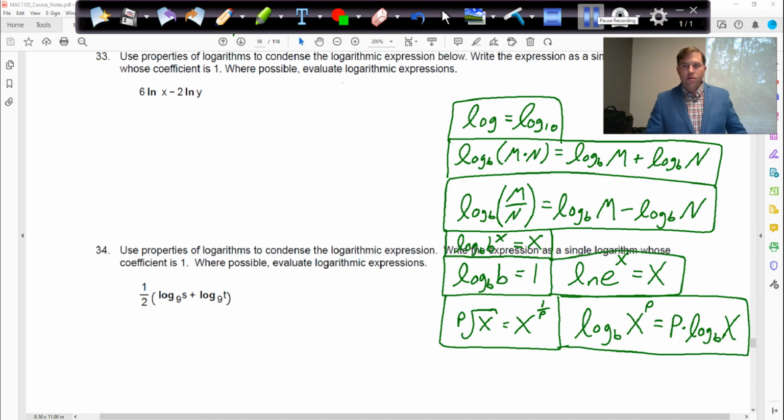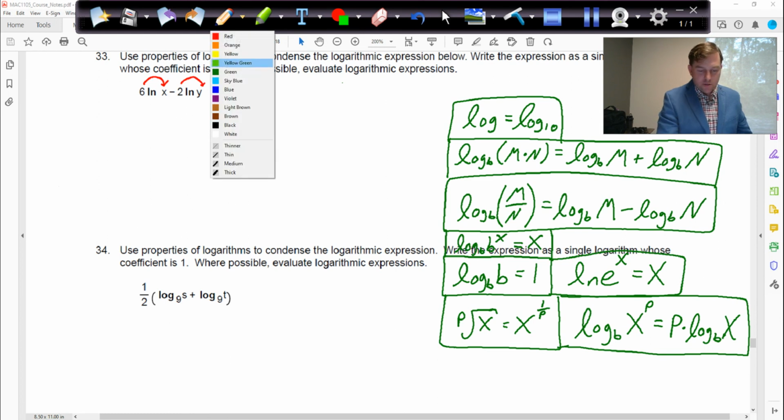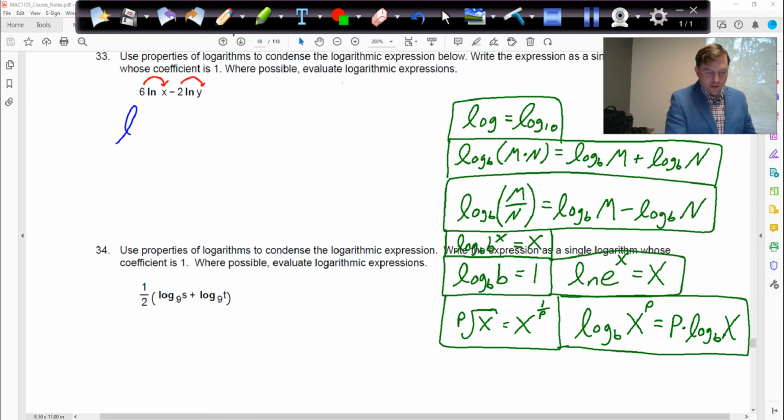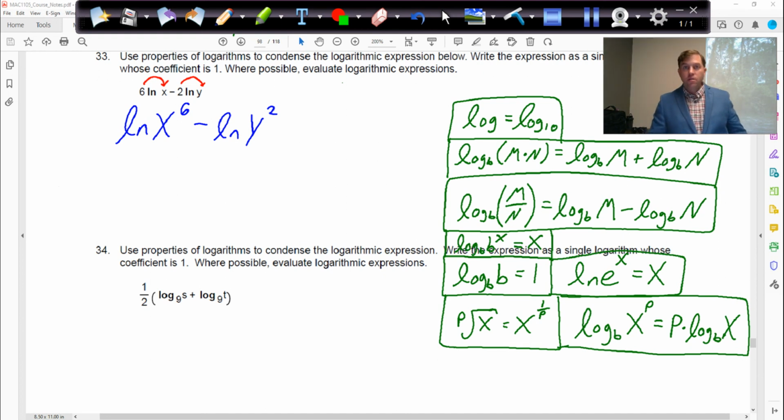Okay, in 33, very similar. We're going to start by reversing these numbers out in front, so the 6 and the 2 will both become powers. And then we're going to get natural log of x to the 6th minus natural log of y squared. And now we're going to do the opposite of the division rule.